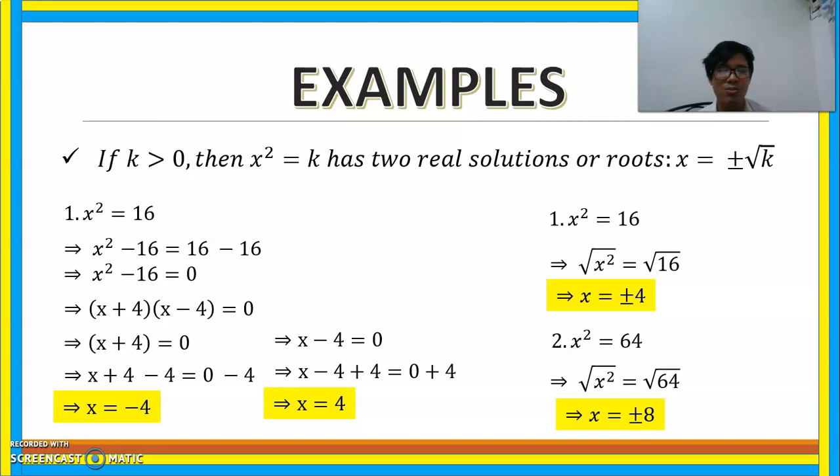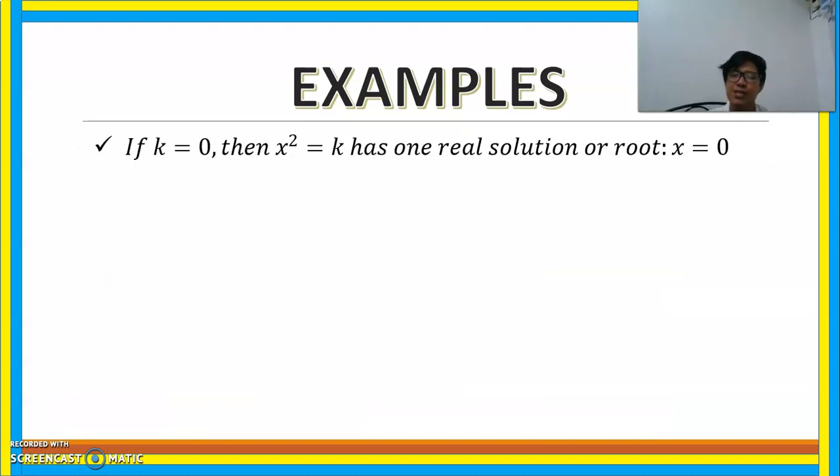If we're going to multiply the same negative, the product is always a positive. So therefore, negative 8 times negative 8, the answer is positive 64. Okay, that is for the first property. Now, let us proceed to the second property.